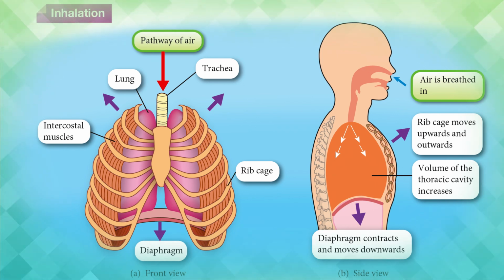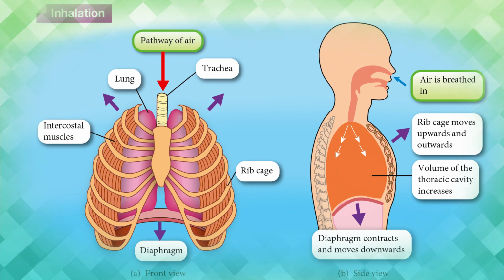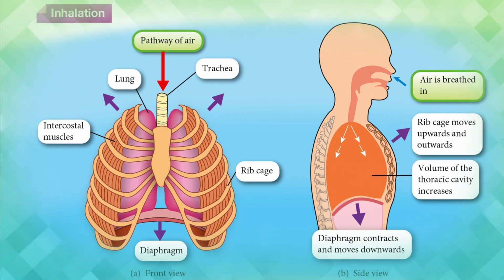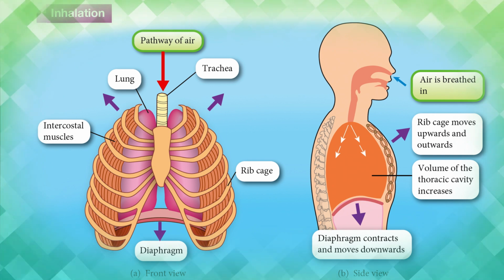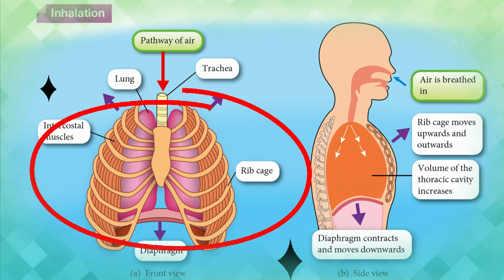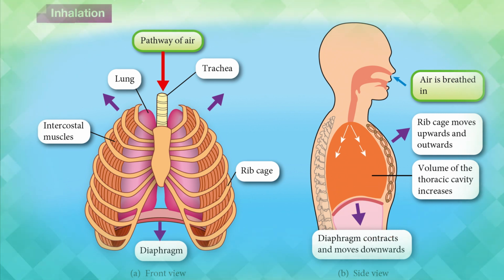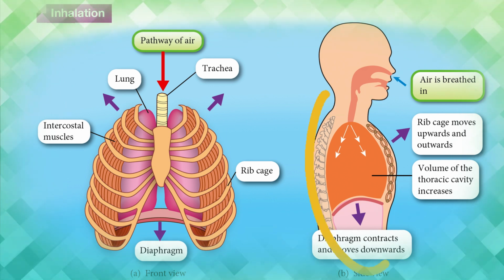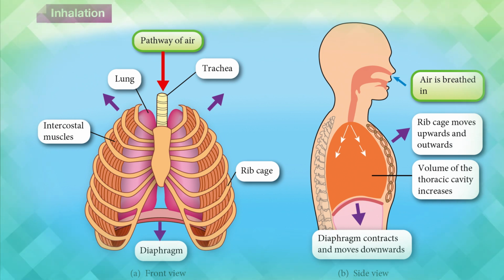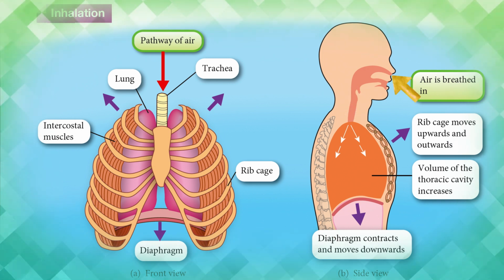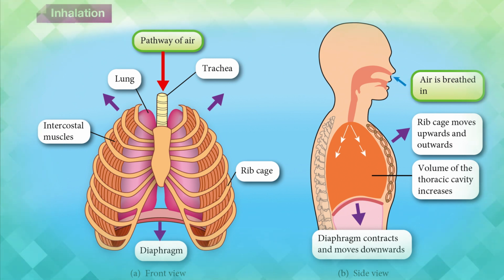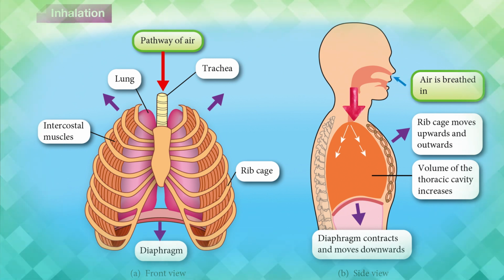Inhalation is when the intercostal muscles contract and pull the rib cage upwards and outwards, as shown in the diagram. Diaphragm muscles contract and pull the diaphragm to descend and become flat. Movement of the rib cage and diaphragm make the thoracic cavity bigger and cause air pressure in the thoracic cavity to decrease. The higher air pressure outside forces the air to enter the lungs as shown in diagram B.